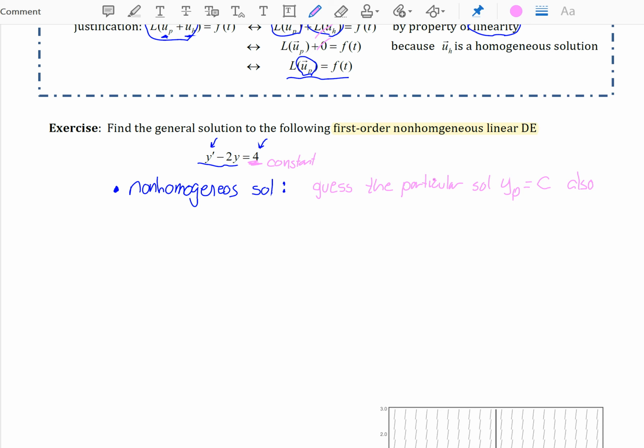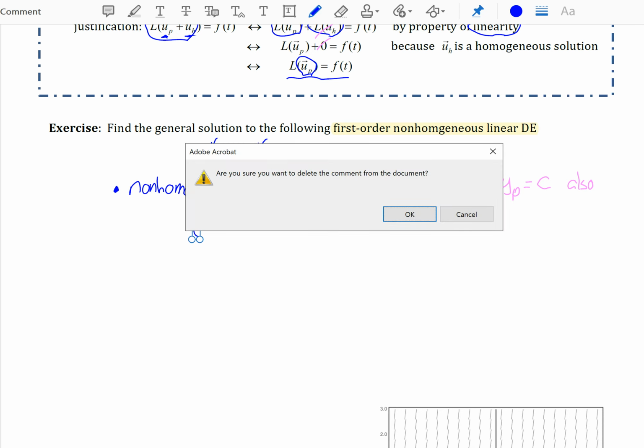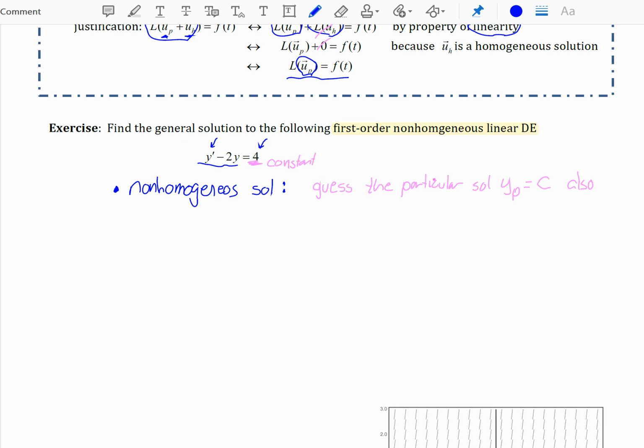Now, maybe this isn't apparent yet, but let's go through my example so you can see why. If yp is a constant and we plug it into the differential equation, then we'll have y prime minus 2y equals 4. But we're going to evaluate y prime and y at a constant c. So we're supposing it's a c, it's a constant. So let's plug a constant in here.